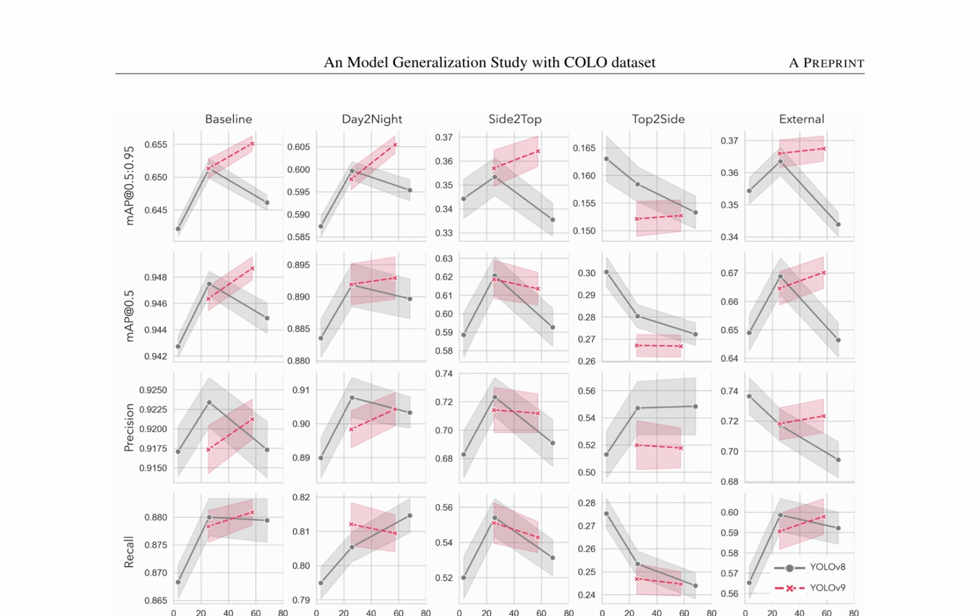This study examines the generalization capabilities of YOLOv8 and YOLOv9 models across various model parameters and data configurations, utilizing the COLO dataset. The results indicate that higher model complexity does not necessarily lead to better performance, as the optimal model configuration depends heavily on the specific task and dataset. In some configurations, simpler models performed better, while in others, larger models excelled. The study also found that the training configuration significantly affects the relationship between model complexity and performance.